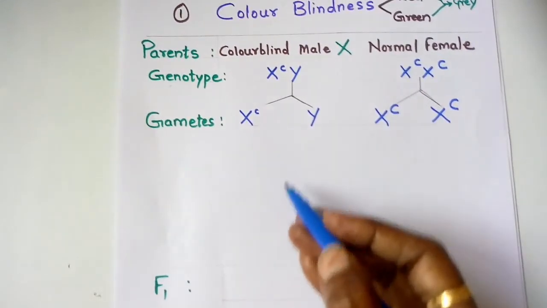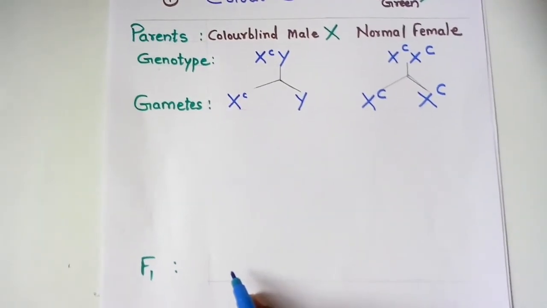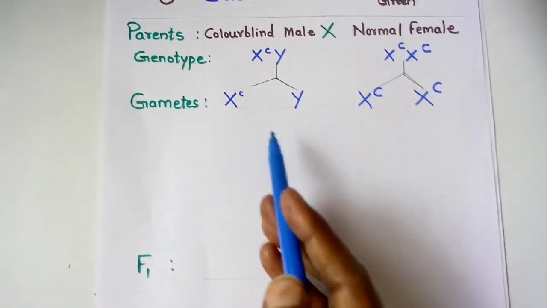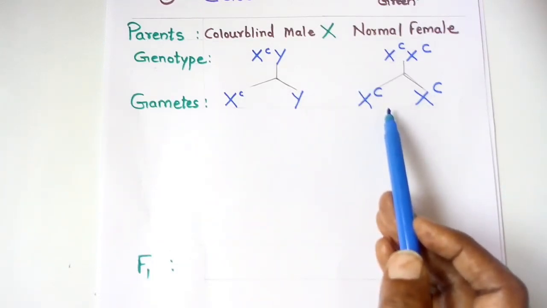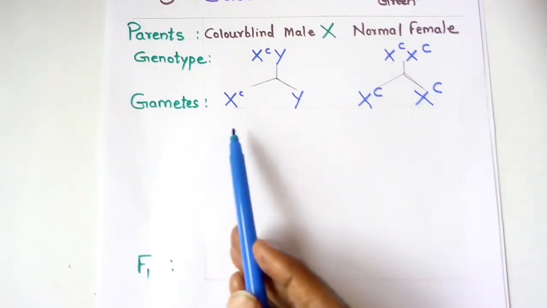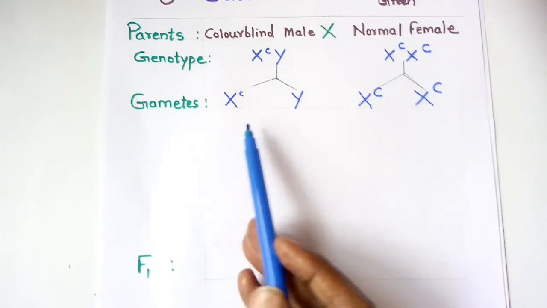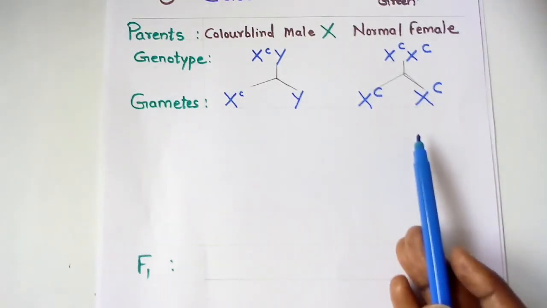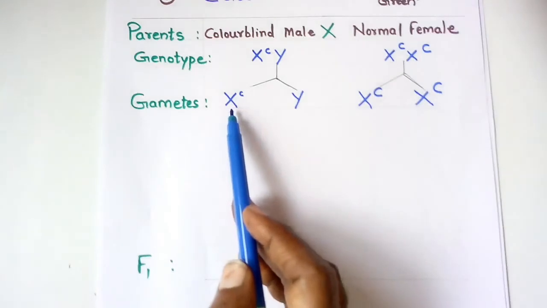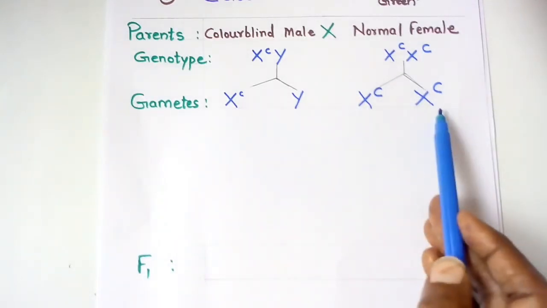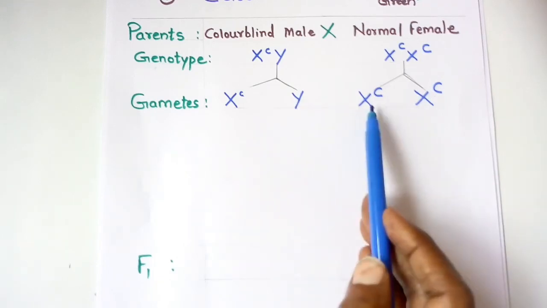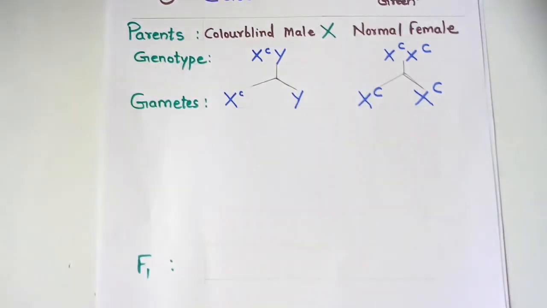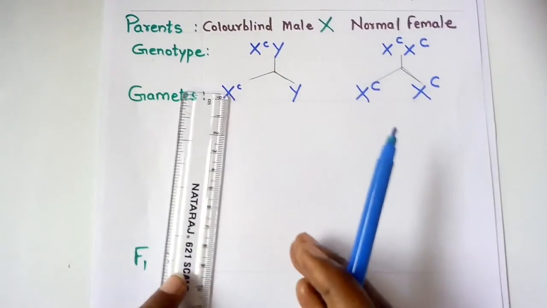Then comes the F1 generation. For the F1 generation, fusion of male gamete and female gamete is required. One gamete has to be from the male parent and the other gamete has to be from the female parent. So first we'll cross this one with this one and then with this one. Similarly, the Y chromosome we have to cross with this one and this one. So let's proceed with that.